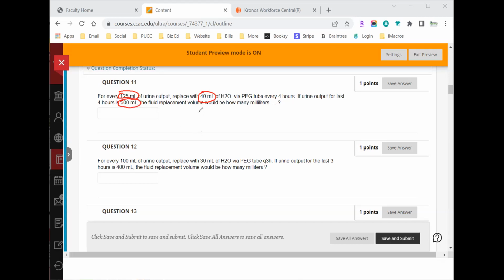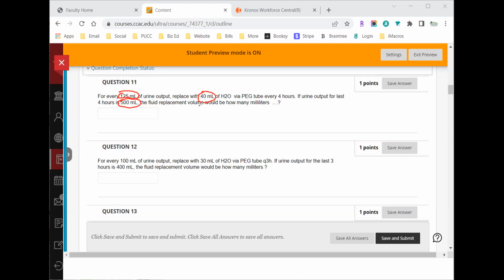Now, I simplified this. If you're doing this another way and getting the right answer, you're fine. And I will say this, if you know that you're going to give them 40 milliliters for every 125 milliliters lost, and they actually lost 500 milliliters, try and rationalize what that's going to do to the number. So 125 milliliters, how many times does that go into 500? You can think of it that way. If I take 500 divided by 125, it equals 4.